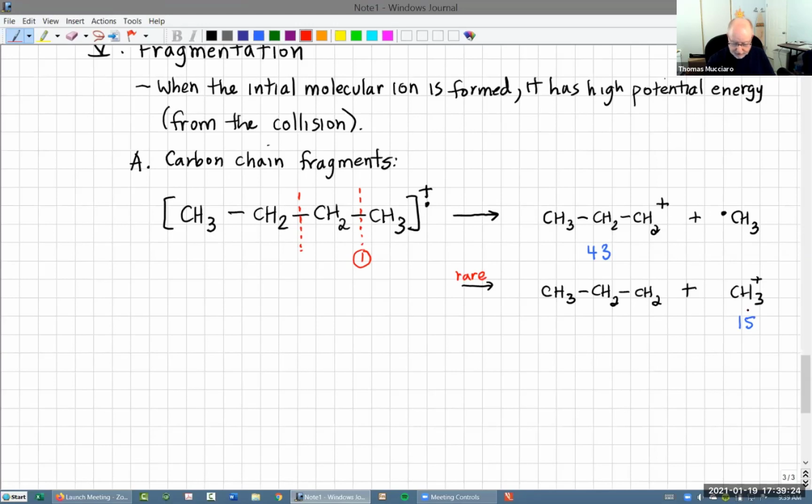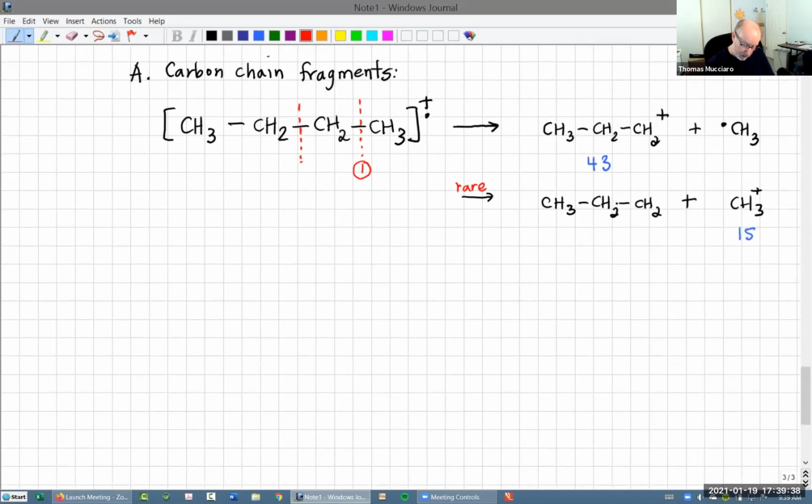The reason for this is that the methyl cation, as we talked about, is pretty unstable. So this primary cation would be more stable, and the rules about cation stability do apply here. So this is number one, the rare one. Then we could do number two, and there's only going to be one of these because of the symmetry. In theory, if we break at bond 2, what is this? This is 29. We'd have a peak at 29.